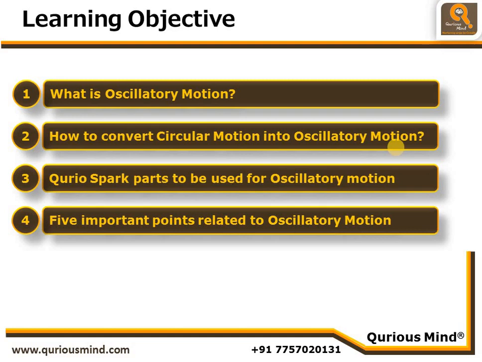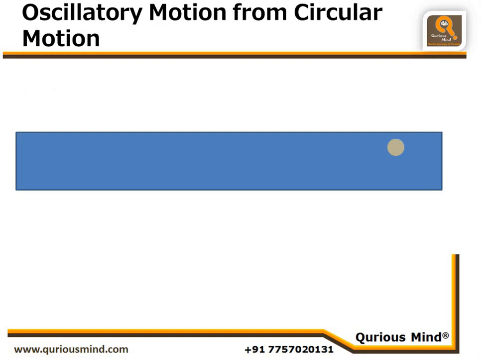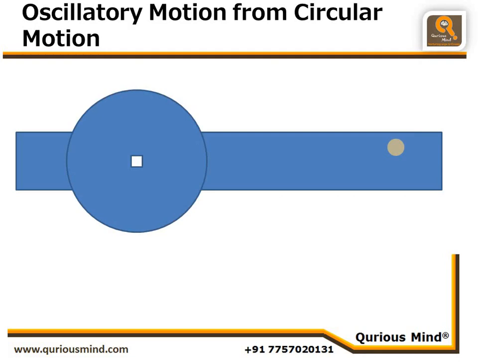But now let's see how to convert circular motion into oscillatory motion. For that we need one rotating body. And in CurioSpark kit we have the big gear which can be used as the rotating body for the oscillatory motion. Now what does this rotating body do? It gives us a center we call sun point, and it gives us a place where we can connect a point which will revolve around the sun, just like Earth.